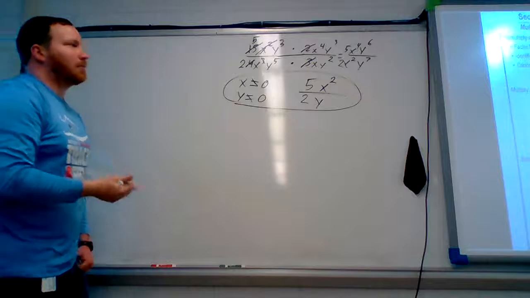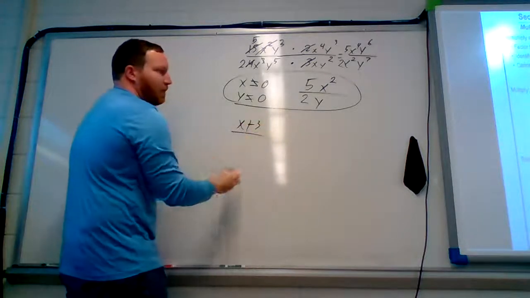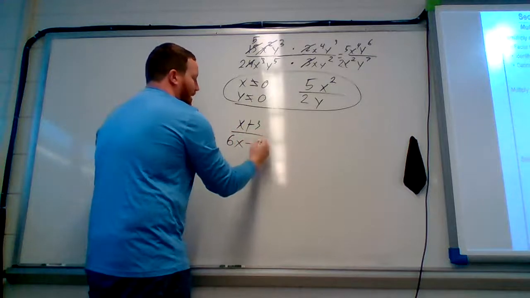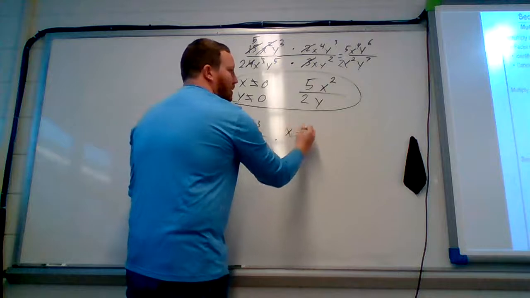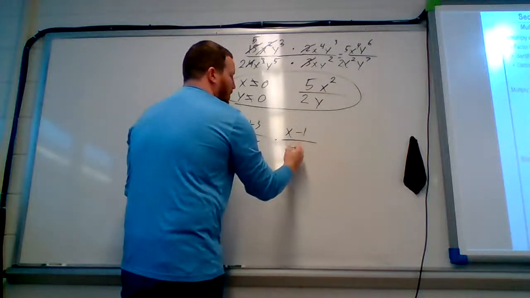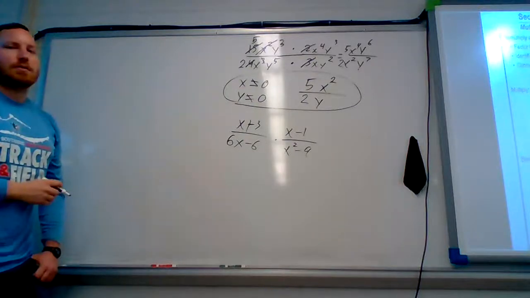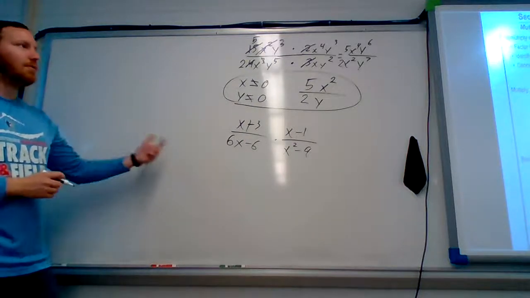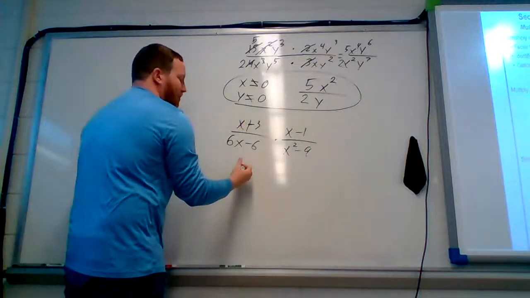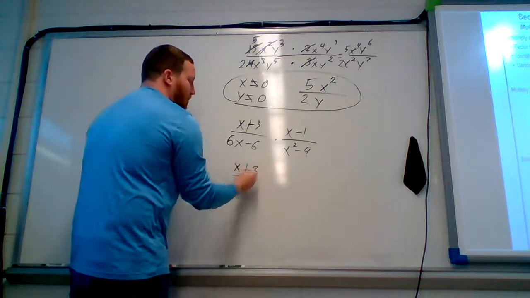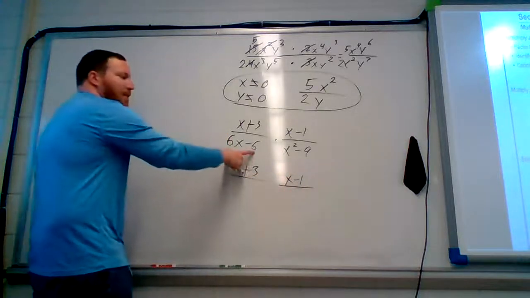Now, for actual rationals, which is what we're going to be working with, we have x plus 3 divided by x, or 6x minus 6, times x minus 1 over x squared minus 9. So the first thing we want to do is factor the numerators and denominators. Well, in this case, both my numerators are already factored. But my denominators can both be factored.